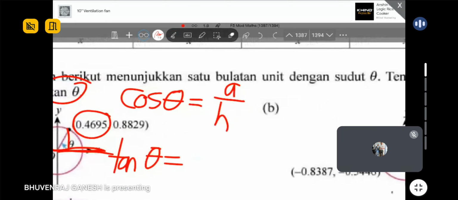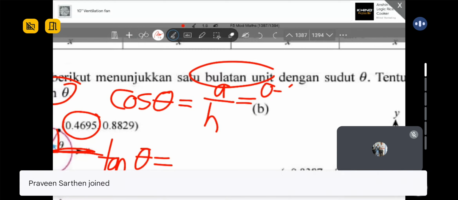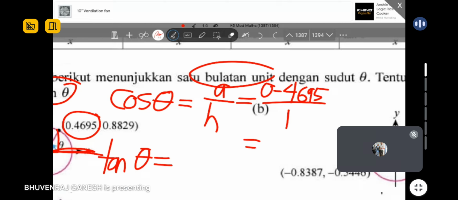Okay guys, hypotenuse berapa, guys? 1. Selalunya 1 dalam bab ni. Sebab dia adalah bulatan unit. Unit circle. Okay, so apa-apa bagi 1, kamu dapat nilai dia balik. So nilai dia adalah coordinate X. Okay. Cos theta equal to, yes, correct. Tangent, yes, correct. Very good.